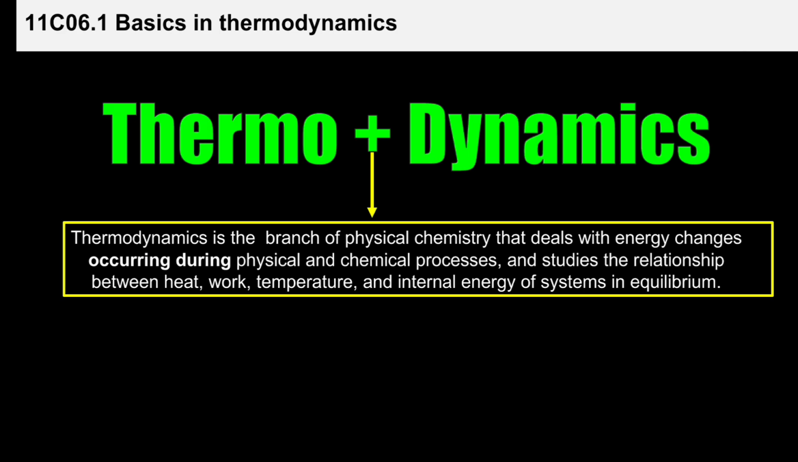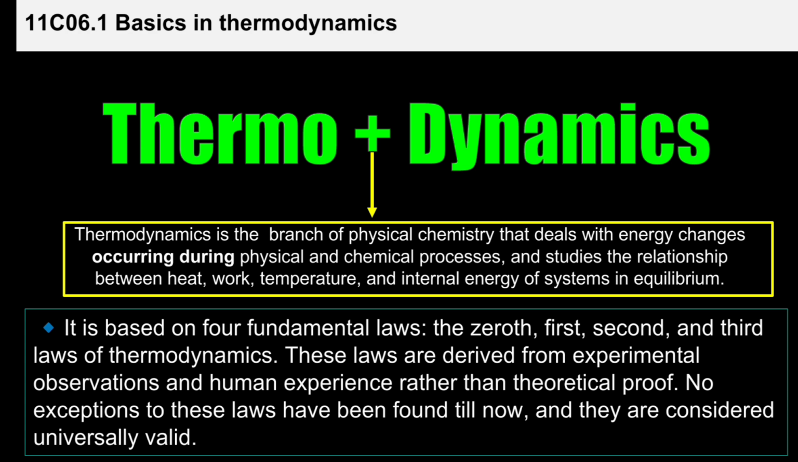So now we can define thermodynamics. Thermodynamics is the branch of physical chemistry that deals with energy changes occurring during physical and chemical processes and studies the relationship between heat, work, temperature and the internal energy of the system that is in equilibrium. It is based on four fundamental laws: the zeroth, first, second, and third law of thermodynamics. These laws are derived from experimental observation and human experience rather than theoretical proof. No exception to these laws has been found till now, so they are considered universally valid.